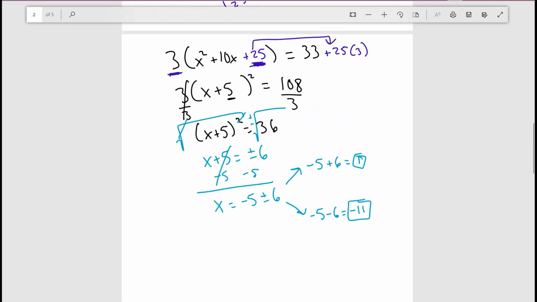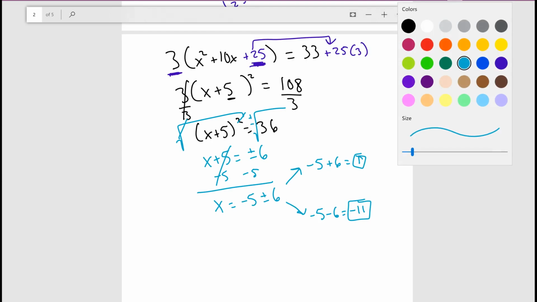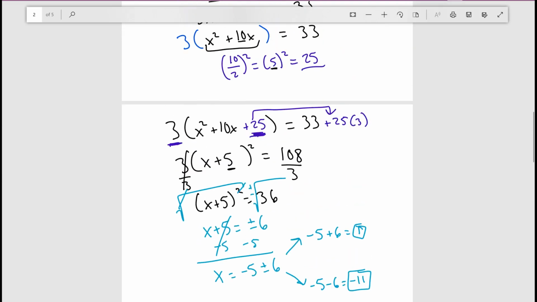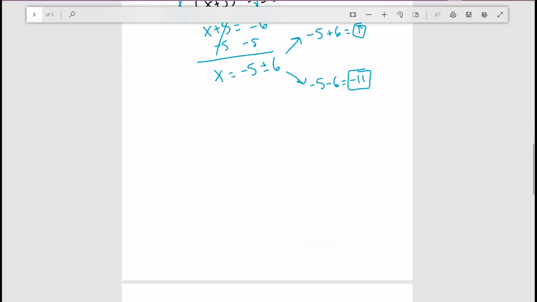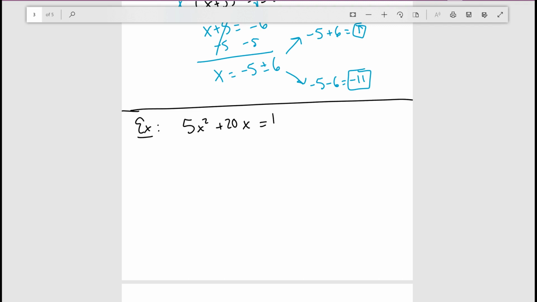Okay, so it is a little bit of a lengthy process, and you do have to think for a couple of things, especially when you pull out a 3, right, or you pull out something from the very beginning. Okay, so let's just do one more problem. And then just to finish it up, okay, so let's say we had 5x squared plus 20x equals 15.